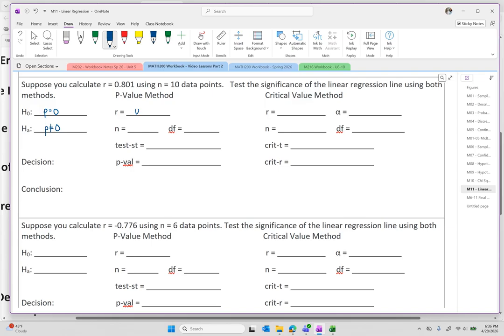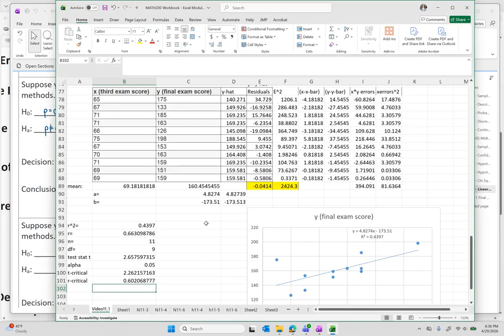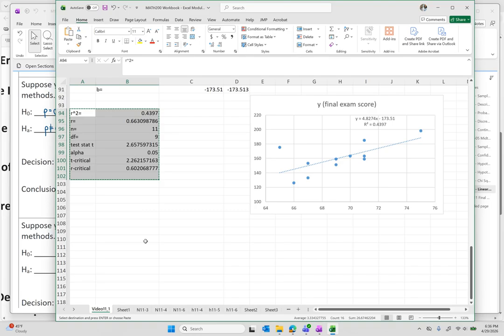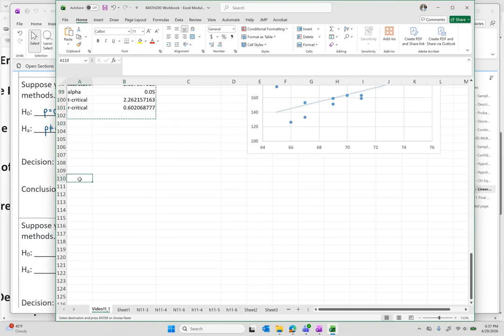They gave us an r of 0.801. They gave us an n of 10. The degrees of freedom will have to be 8. And we want to find the test statistic. So here I'm going to just copy and paste from my Excel sheet from the previous problem, only I'm going to reverse the process a little bit.